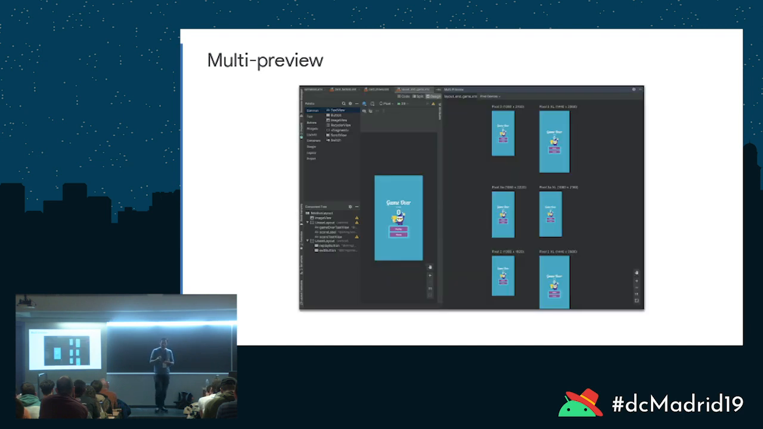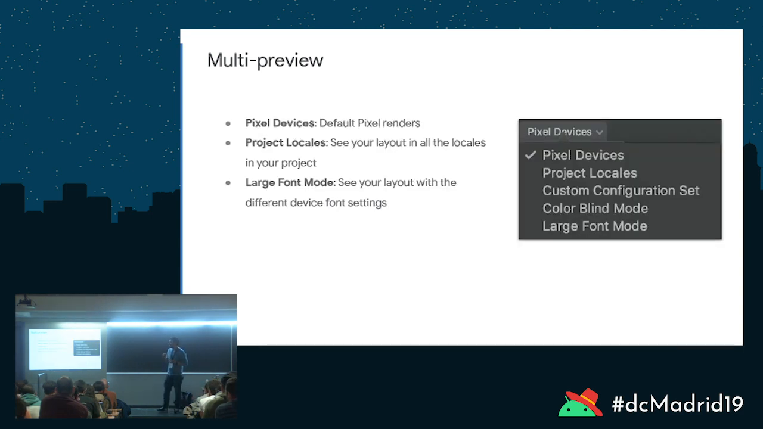So this is how the new multi-preview looks. We have removed the frames, but again, you can still see multiple devices. But we have added a bunch of things that we think are going to be useful. If you have one layout and you want to preview it in multiple devices and see if it breaks or if it looks different, this is the feature that you want to use. So, things that you can do: by default, you can preview in all the Pixel devices, at least to see different widths, different densities, and see how things look.